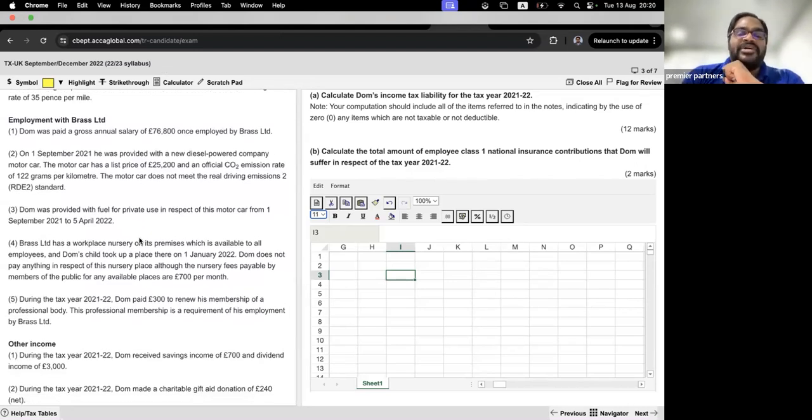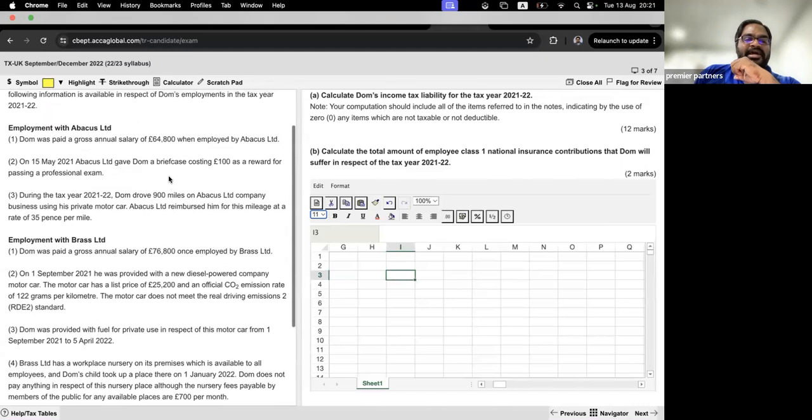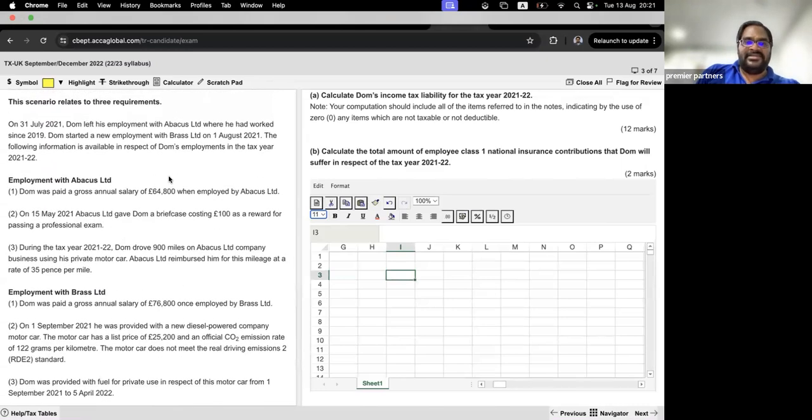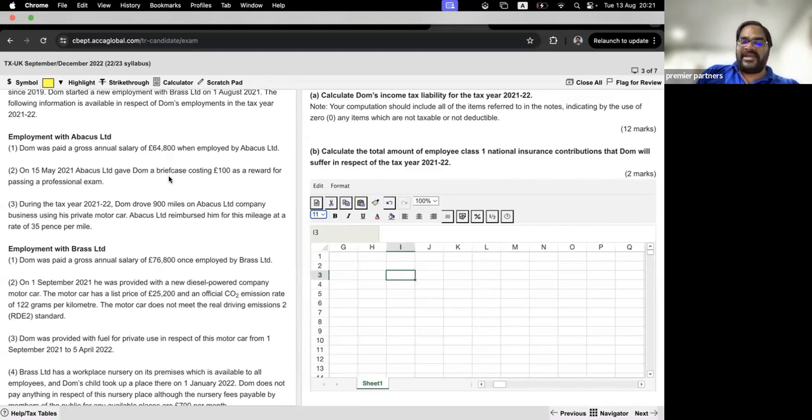Dom was paid a gross annual salary of 76,800 once employed by Brass. Again, we need to proportionate. This is also an annual salary. So 76,800 divided by 12 into 8. Agree? Why 8? Because up to July, he's working with Abacus, right? So from August only, he would be joining Brass.